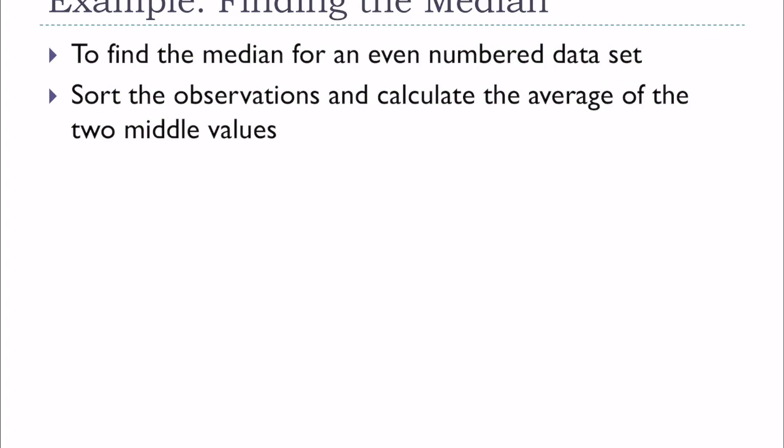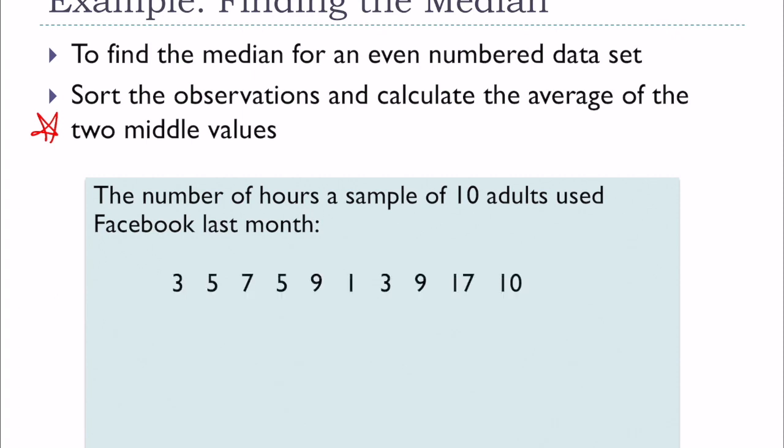You might have to calculate the average of the two middle values. So if your data set has an even number of observations, then there wouldn't be a median without doing this right here. Again, calculating the average of your two middle values. And so this was an example.